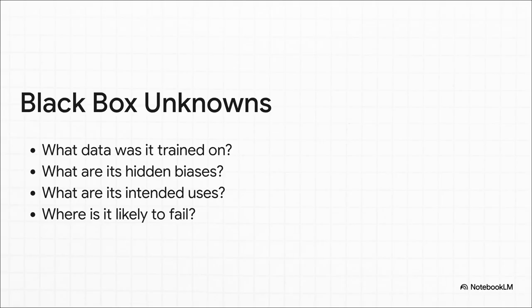Like, what data was this thing actually trained on? Could it be packed with hidden biases that are going to cause some serious real-world problems? What was it even built for? And maybe the most important question of all, where are its blind spots? Where is it pretty much guaranteed to fail? Using a model like this is a huge gamble.